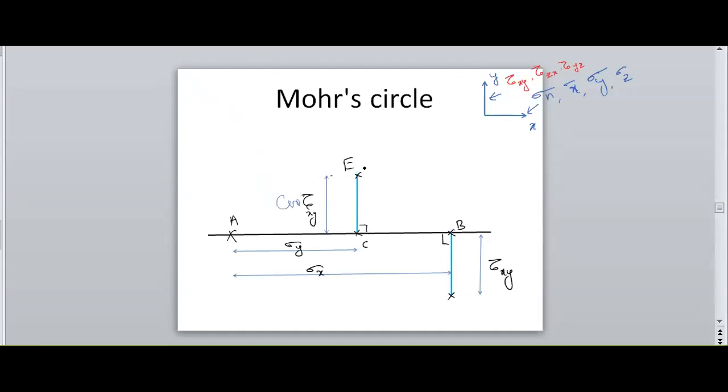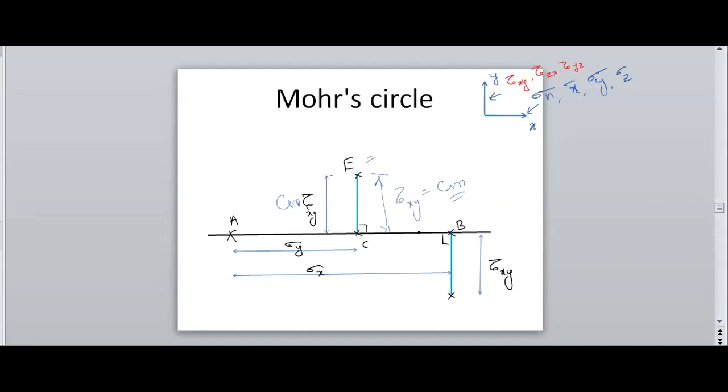Height. So I need to keep E point, and I need to draw a perpendicular line from C, and the height of that E is now tau xy in centimeters.